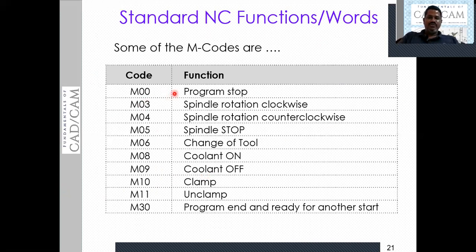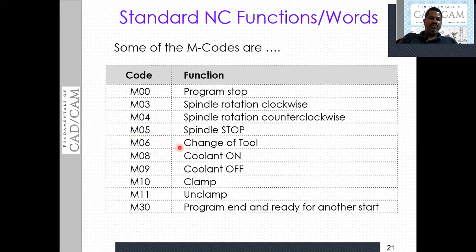As you can see, if you want to stop the program, M00 is used in the block. And if you want to rotate the spindle in clockwise direction, we can use M03, as I said just now in the previous slide. Then M04 is used for spindle rotation in a counterclockwise direction. M03 is for clockwise, M04 is for counterclockwise. Then to stop the spindle, we can use M05, because sometimes in between the program, in between the operations, if we want to stop the spindle, it can be instructed by using one code that is called M05.